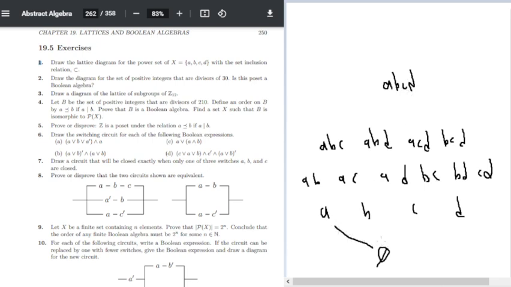So then just drawing our normal diagram, also called a Hasse diagram, gives us this right here.